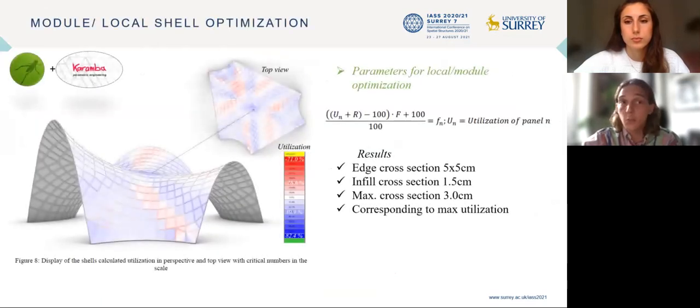As the next step, we optimize the cross-section of the individual modules. For this purpose, the dimension of the edges was determined, and in an algorithm we developed, the inner part was strengthened in a loop until the utilization is below 100%. For practical reasons, the inner part is at least 1.5 centimeters thick. The largest thickness needed is 3 centimeters. The material thickness corresponds in large parts with the utilization of the modules.